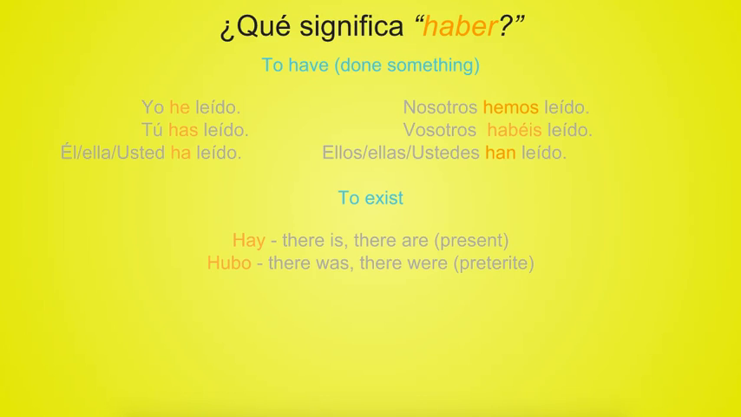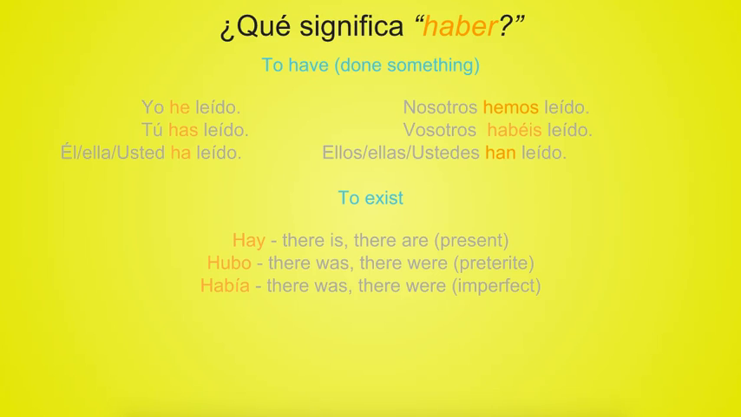For example, to say there was or there were in the preterite tense, you say hubo, and in the imperfect tense, you would say había. Now, just a side note, the word hubo is really not very common because more often than not, when you're saying there was or there were, you're setting some kind of a background for your story or your statement or whatever it is you're getting ready to say. And as you know, whenever you're setting the background, you use the imperfect tense.